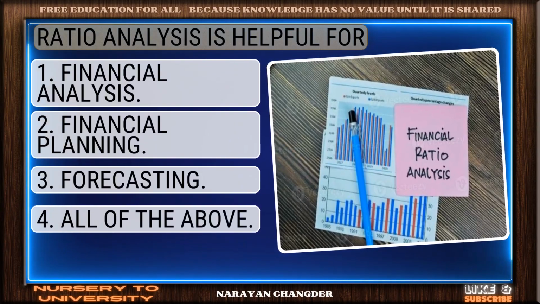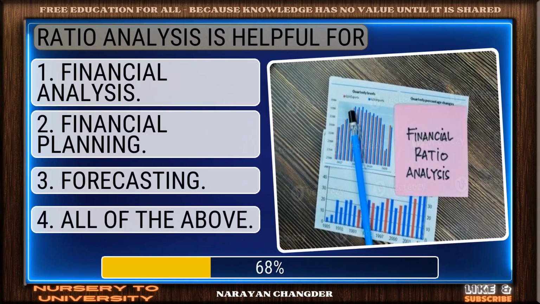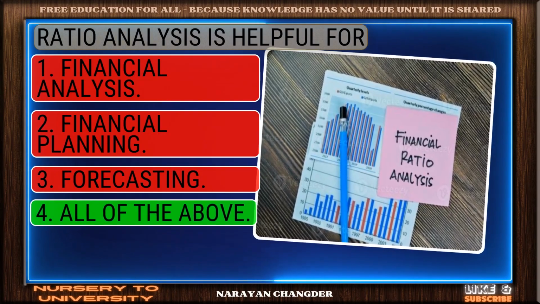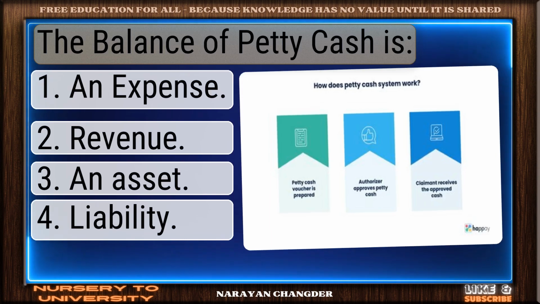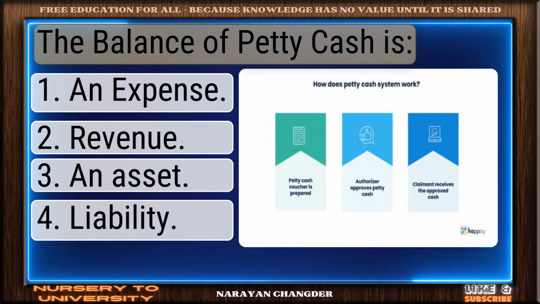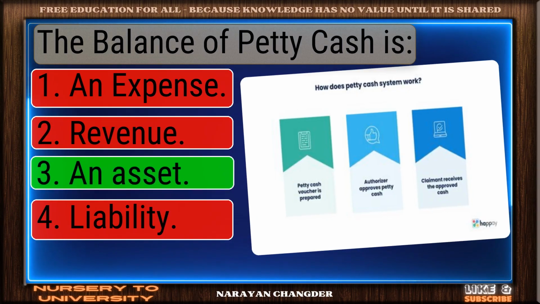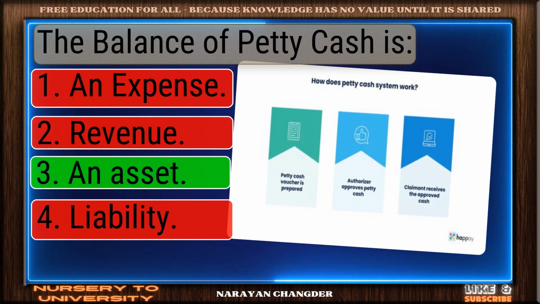Ratio analysis is helpful for. Nice work. You chose all of the above and it is correct. The balance of petty cash is well reasoned. An asset is the correct choice.